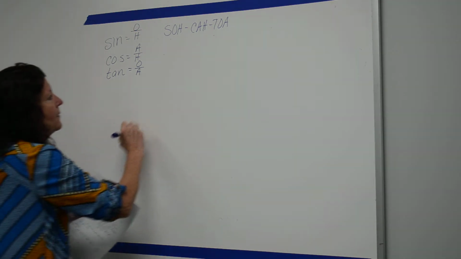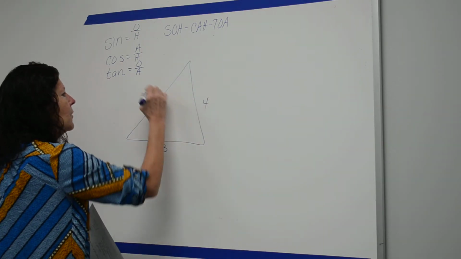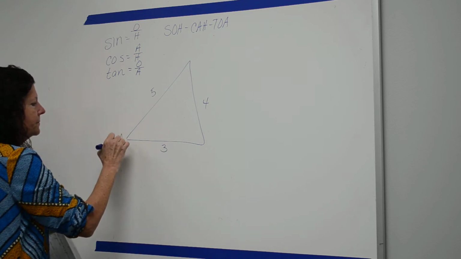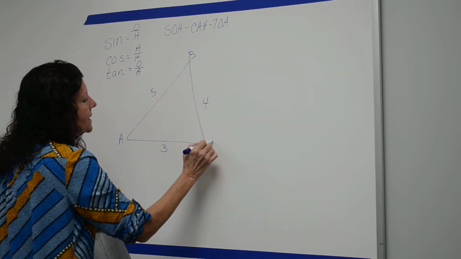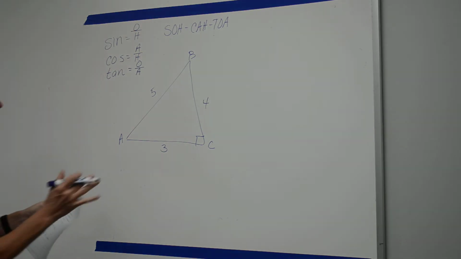I would maybe give you a triangle. This was part of your homework. Let's say this is 3, 4, and 5. A, B, and C. I don't think you had any problems with this, but we're going to go through one anyway.